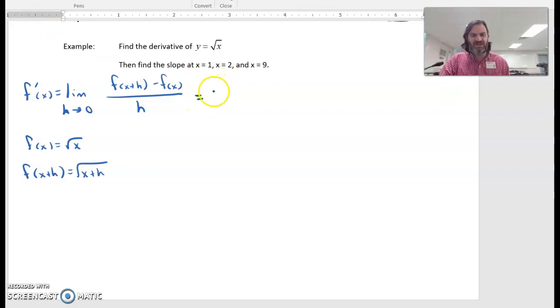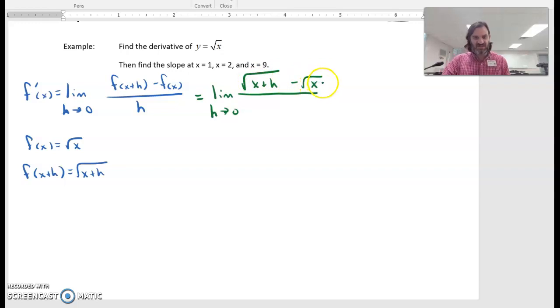So our derivative f prime of x will be the limit as h approaches 0 of f of x plus h, which is the square root of x plus h, minus f of x, which will be minus square root of x, and that'll be all over h. So again, we talked about what happens if you plug the 0 in for h. Well, if you do, you definitely get 0 on the bottom. If you plug it in up top, you get square root of x minus square root of x, so in the end you get 0 over 0.